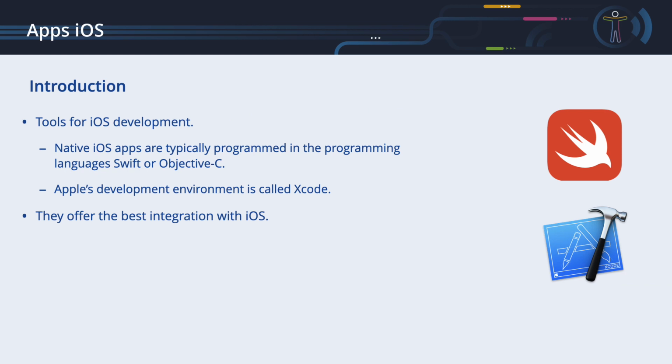Native iOS apps are typically programmed in the programming languages Swift or Objective-C. Apple's development environment is called Xcode. Even though other companies offer different solutions, the majority of native apps are programmed using these languages and tools. They offer the best integration with iOS. If an app requires iOS-specific features or intensive computational power, for example when writing a 3D game, then the only option is to use these tools.